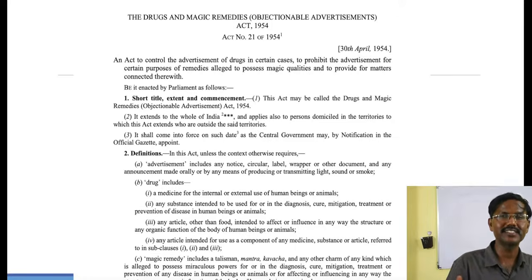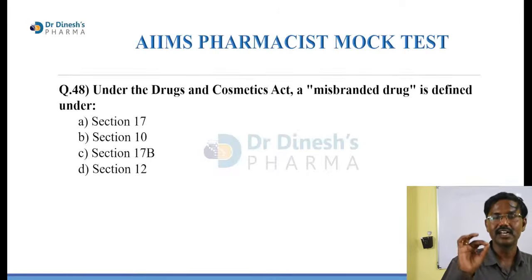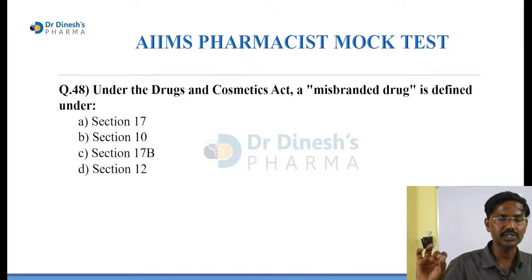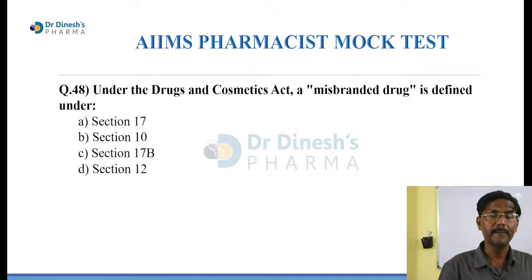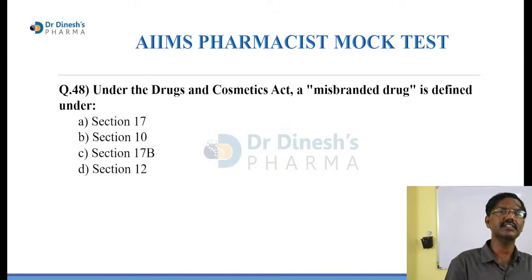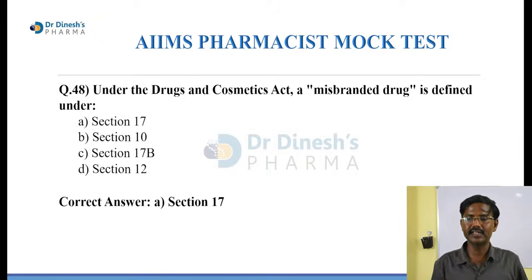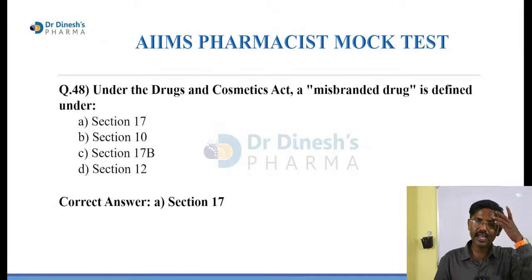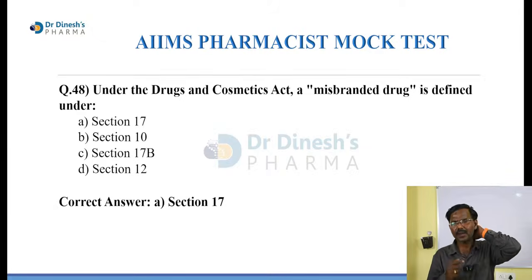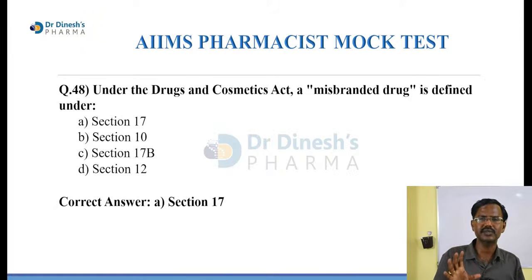Misbranded, spurious, right? What is the definition? In the Drugs and Cosmetics Act, this question is repeated in every examination. What is misbranded? What is spurious? Which section does it come under? Right? These kinds of questions you must remember. So misbranded comes under section 17. Spurious comes under section 17B. So these are very famous terminologies in the Drugs and Cosmetics Act and Rules, and you must remember the information in detail.